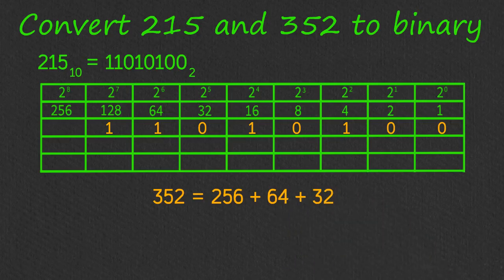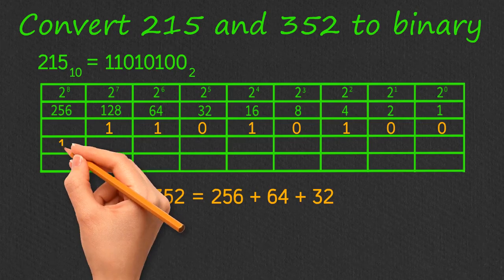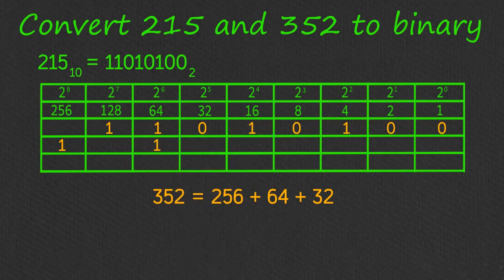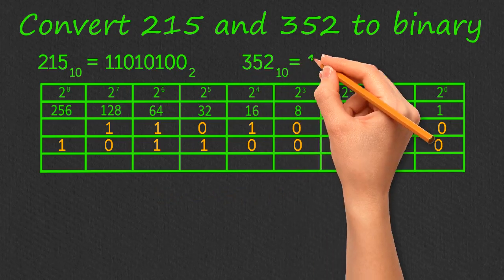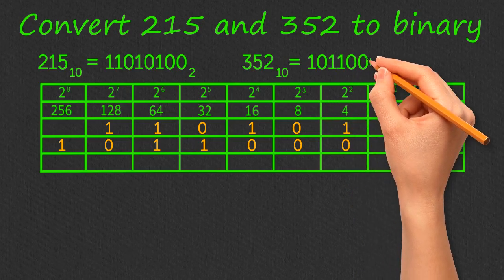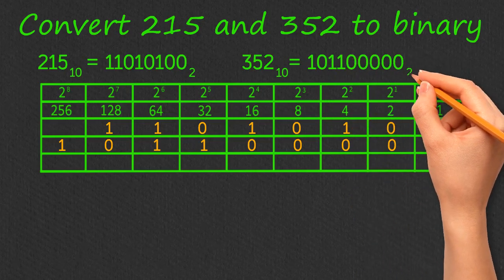Now, this is much better. We can now fill in our place value table by writing a 1 into the place value columns of 256, 64 and 32 and placing a 0 everywhere else. This gives us the binary equivalent of 352 as 1, 0, 1, 1, 0, 0, 0, 0, 0.